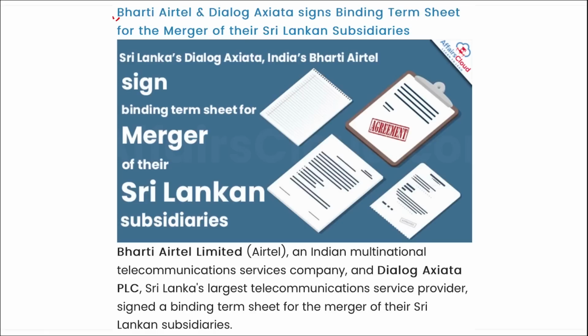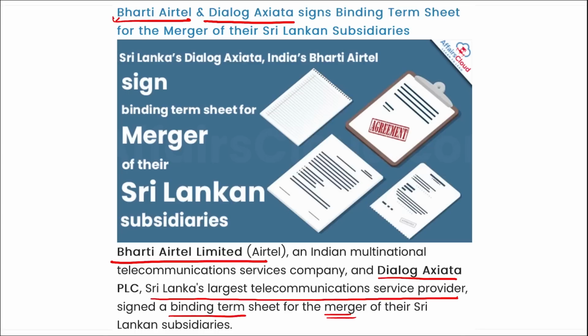Next, Bharti Airtel and Dialog Axiata. Alright, Bharti Airtel and Dialog Axiata have signed a binding term sheet for the merger of their Sri Lankan subsidiaries. I repeat, for the merger of the Sri Lankan subsidiaries, which two organizations signed a binding term sheet? It will be Bharti Airtel Limited along with Dialog Axiata, Sri Lanka's largest telecommunication service provider, and they signed a binding term sheet for the merger of their Sri Lankan subsidiaries. Right? The new entity is said to become the largest telecom provider in Sri Lanka.